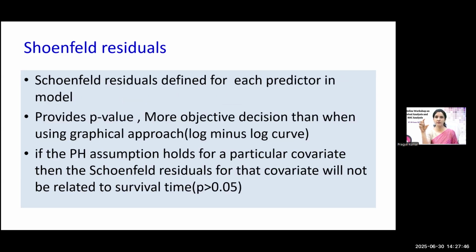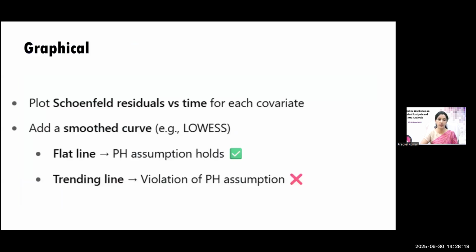That was a subjective way. There's an objective way also, when you have a p-value. Jamovi gives an individual p-value for this Schoenfeld residual. And if the p-value is more than 0.05, that means your proportional hazard assumption is met. That means your Schoenfeld residual value, the difference between observed and expected, is not changing with time, so the p-value will be more than 0.05.